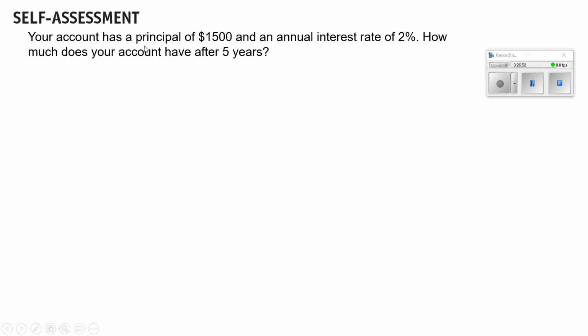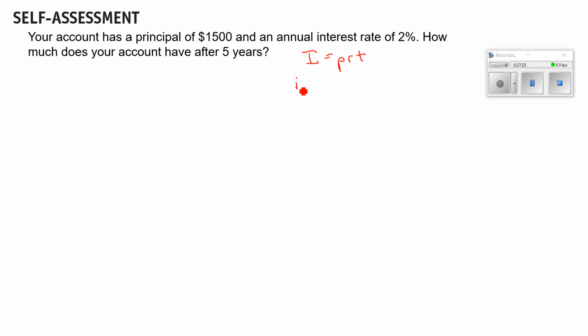Self-assessment. Your account has a principal of $15,000 and your annual interest is 2%. How much does your account have after 5 years? Remember, whenever we're dealing with banks, we're talking about I equals Prt. Our interest is going to be equal to our principal times our rate times our time.